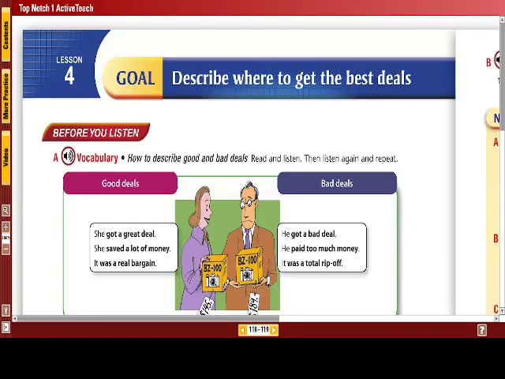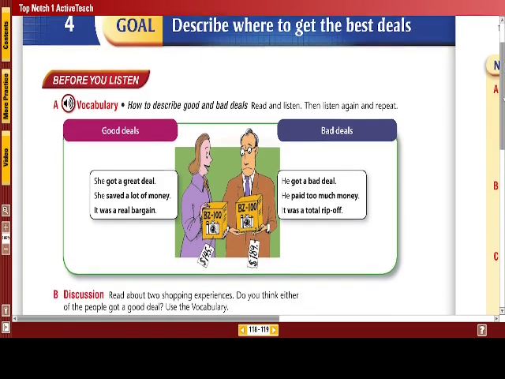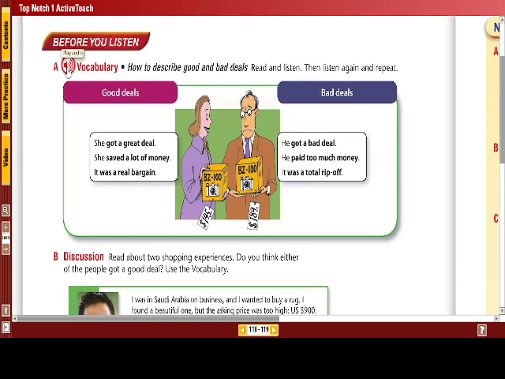So, lesson 4 is about describing where to get the best deals. Okay? The word deal is a little bit difficult to explain and translate, but let's listen to it in these phrases so we might try to infer from the context. What is the meaning of deal? Page 118. Before you listen. Exercise A. Vocabulary. How to describe good and bad deals. Read and listen.